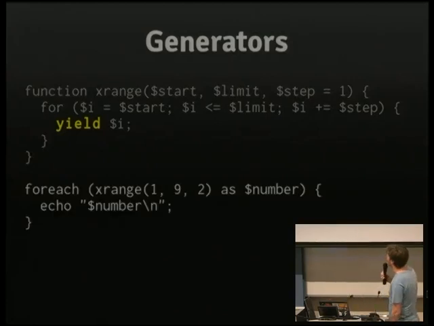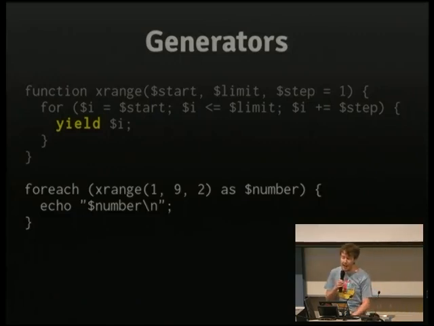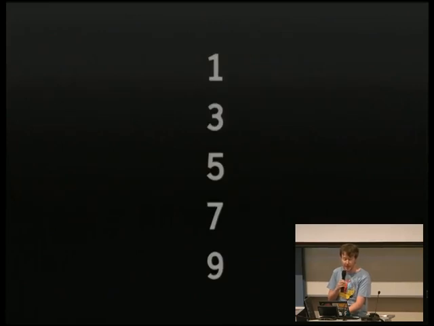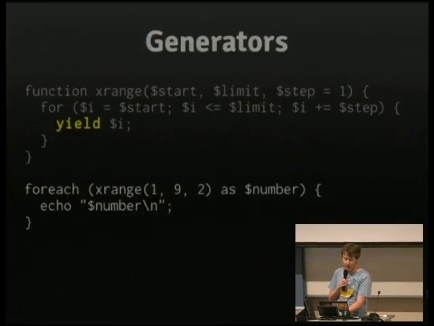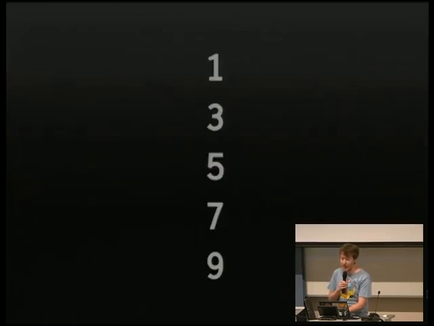So you can actually foreach over it, and control just passes back and forward between the generator function and the main execution. And you get the output that you would expect there. So the low value is 1, the high value is 9, and we're going to step 2 each time. And it actually outputs that.